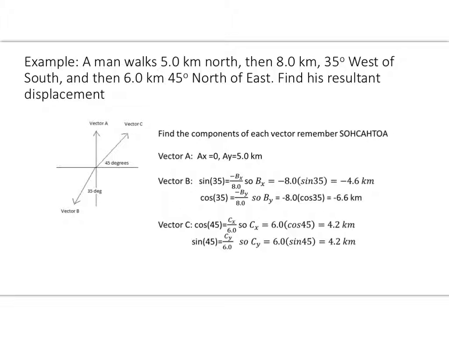6 is the magnitude of that vector. So cx is equal to 6 times cosine 45, which is 4.2 kilometers. Okay, then we move on to the y component of c, which would be right here. That is, sine of 45 is equal to cy divided by 6. We solve for cy: 6 times sine 45. This is also 4.2 kilometers because sine of 45 and cosine of 45 are the same value.